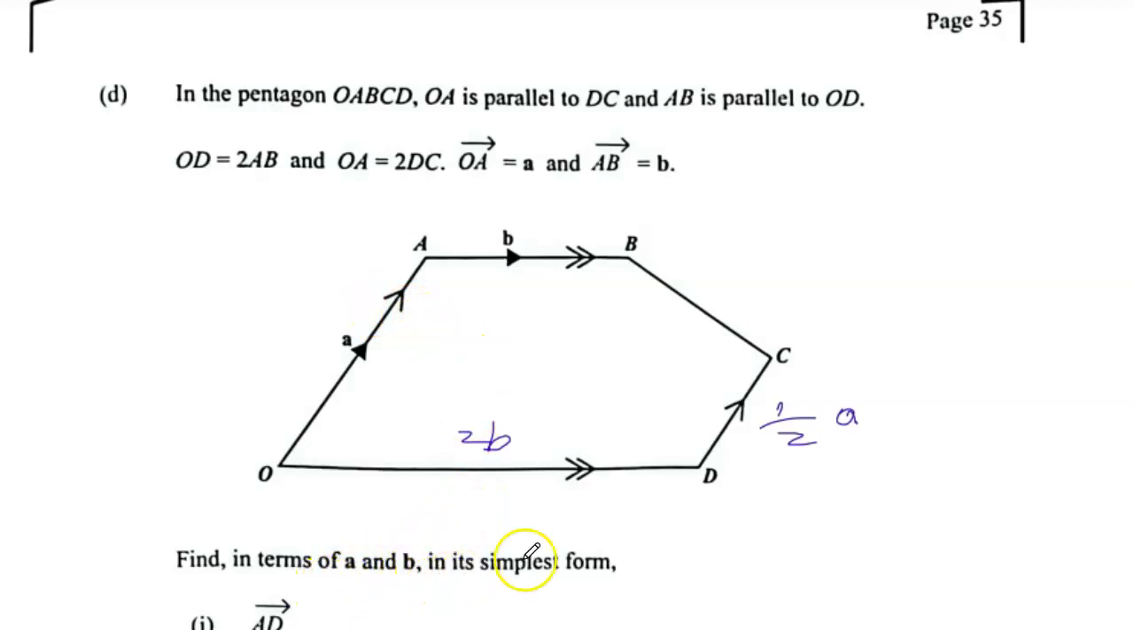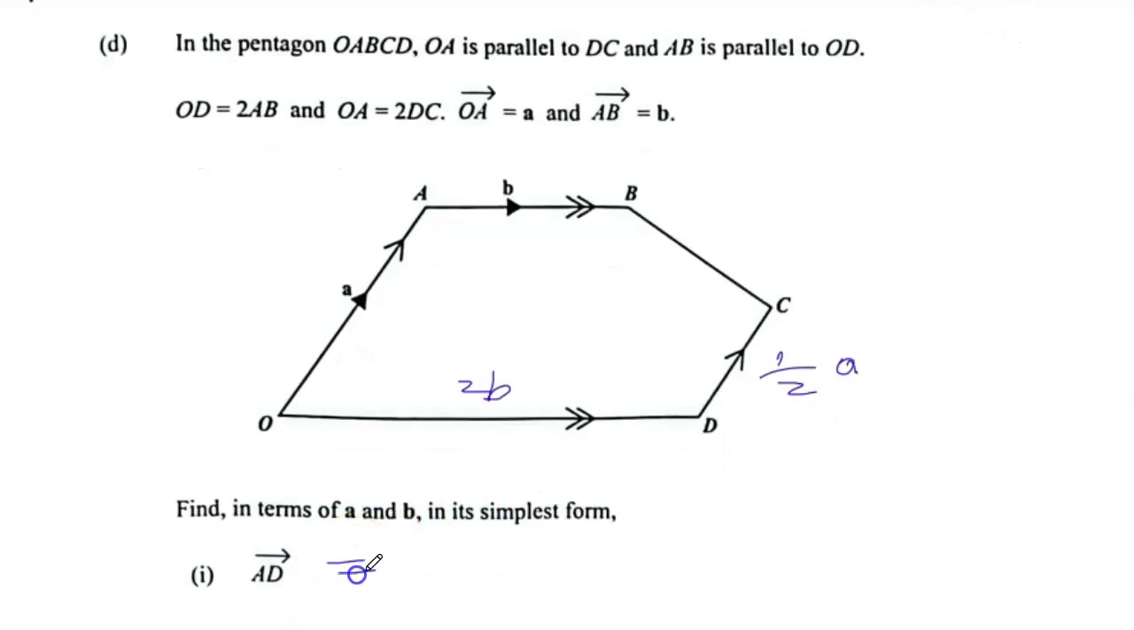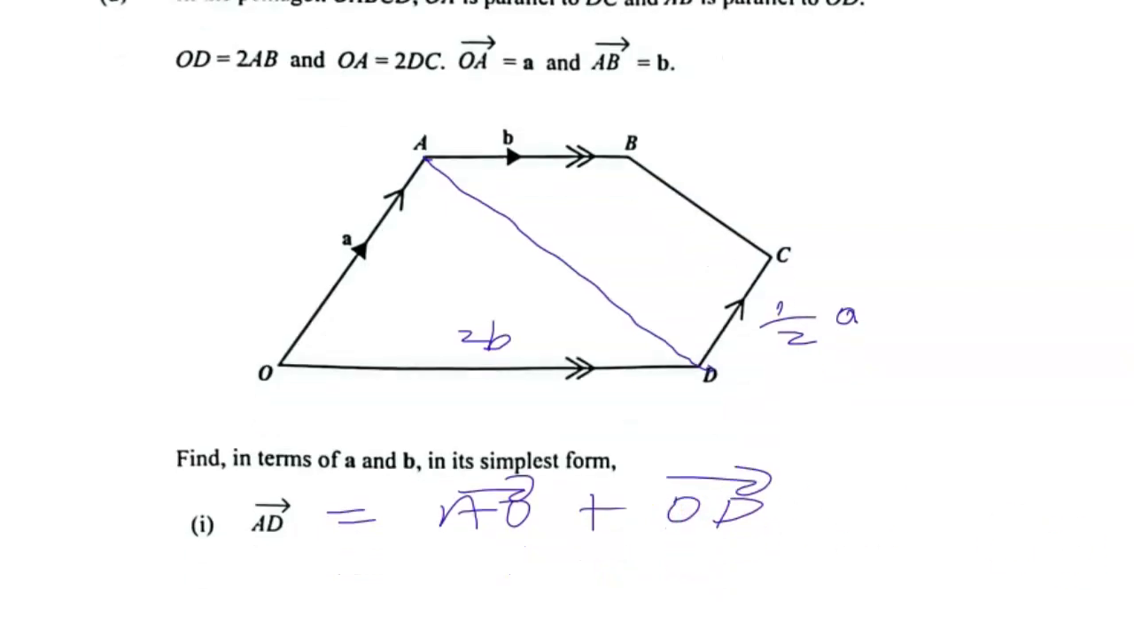Finding, in terms of a and b in its simplest form, AD. Now to get AD, A to D, that's from here to here, we can go A to O and then O to D. So A to O: now O to A is a, but since the direction changes, the sign will also change. So that's negative a. And OD, same direction, same sign, so it's 2b.